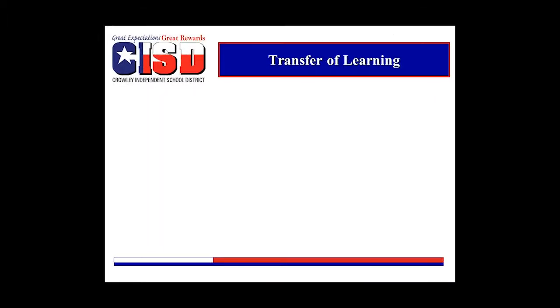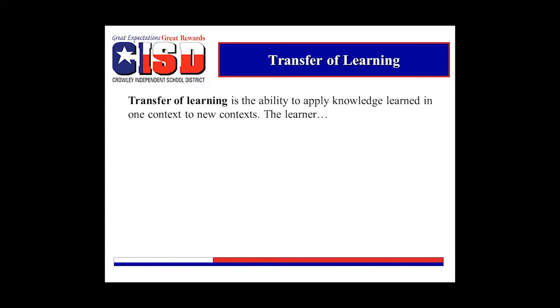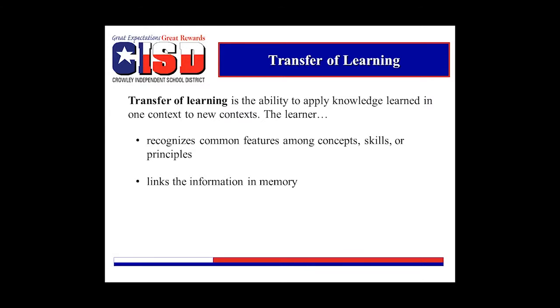Transfer of learning is the ability to apply knowledge learned in one context to new contexts. Transferring learning means the learner recognizes common features among concepts, skills, or principles, and links the information into memory. This is when the students say, "Oh, I know how to use that." The learner sees the value of utilizing what was learned in one situation in another. This is when students can show their learning not only when a sample looks like what the teacher gave, but also when it does not.